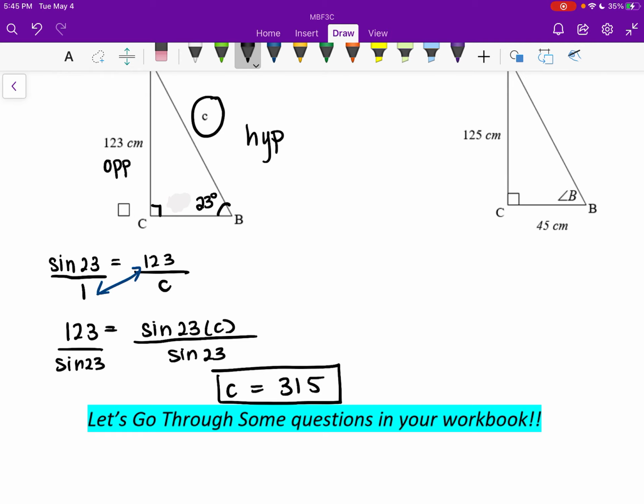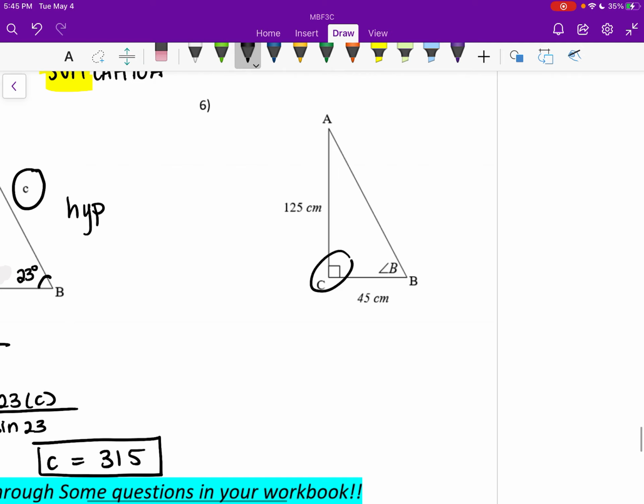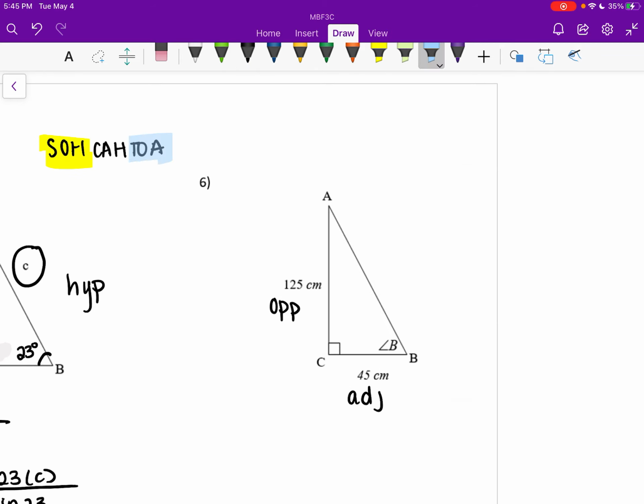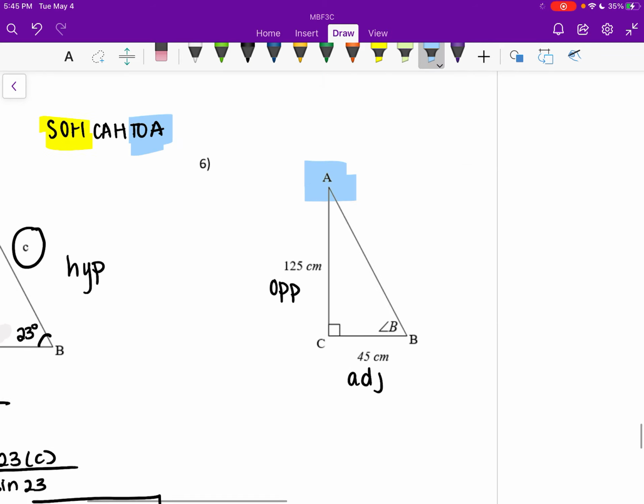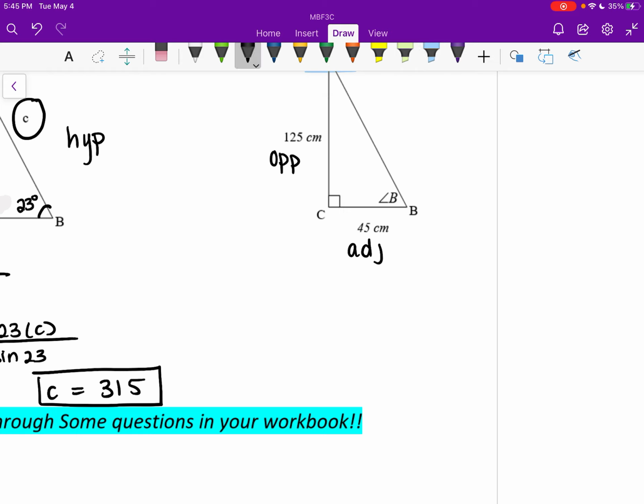And then same thing here. It's a right angle triangle because I have that square over there. I know that I'm looking for angle B. In this situation, I have the opposite and I actually have the adjacent, right? So I know that I can use my tan ratio over here. So we're using tan for this one. Tan B is equal to opposite over adjacent.